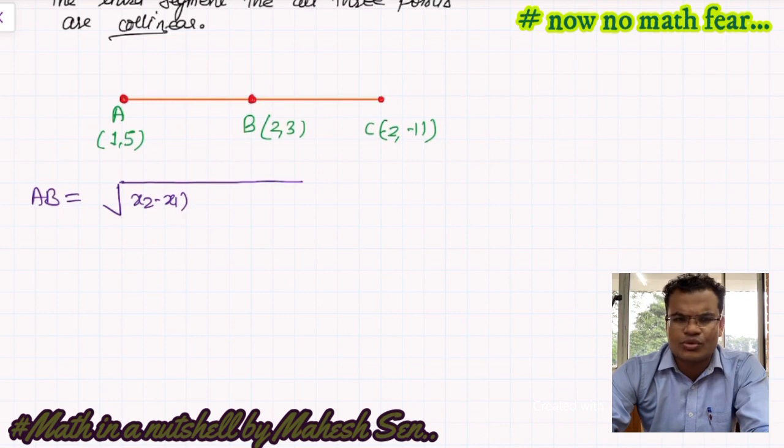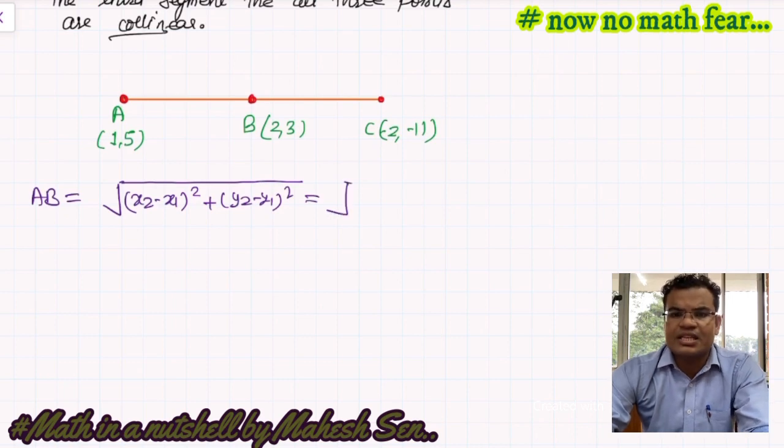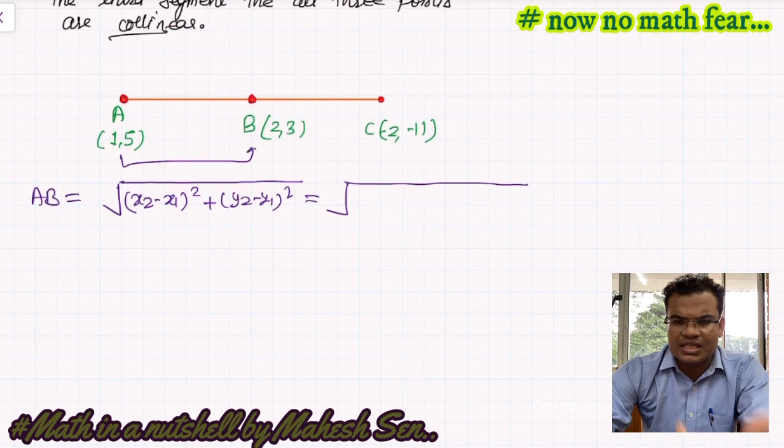(x2 minus x1) whole square plus (y2 minus y1) whole square. This is basically the distance formula. By the distance formula, you will find out the length of the line segments. So the first line segment is AB, so we are finding AB.